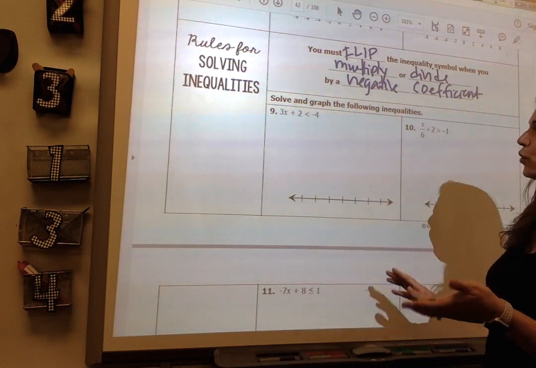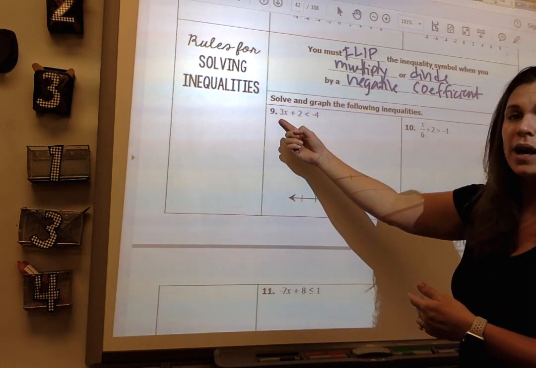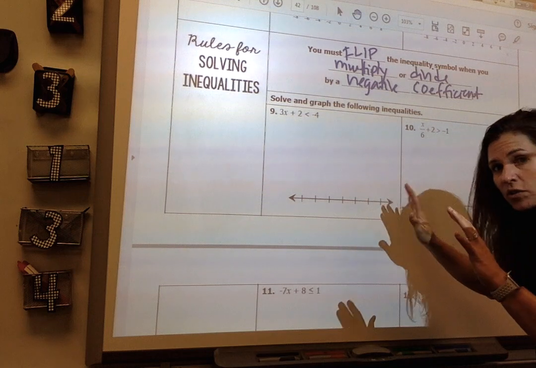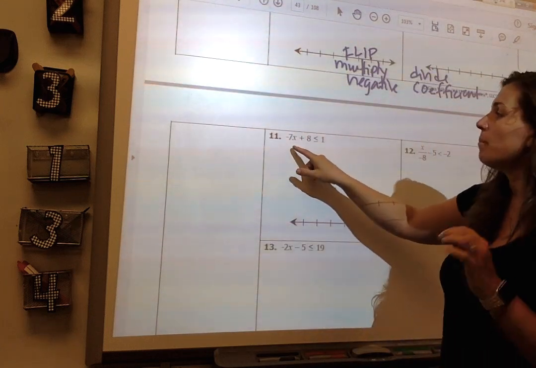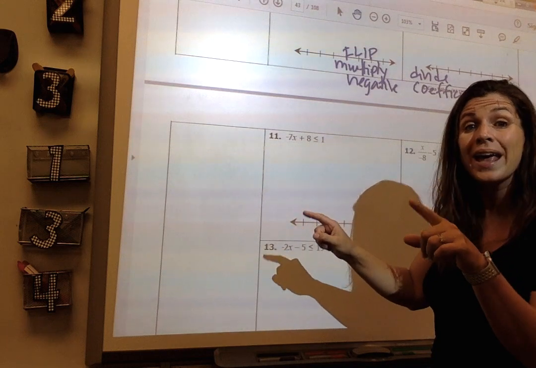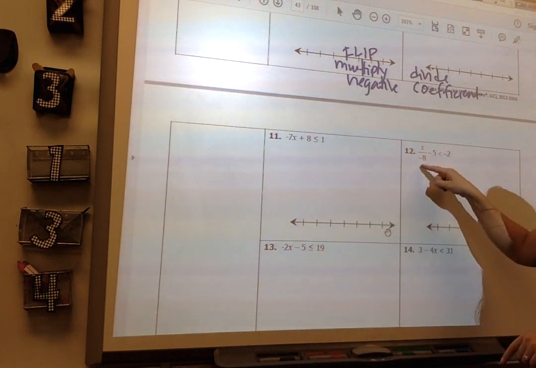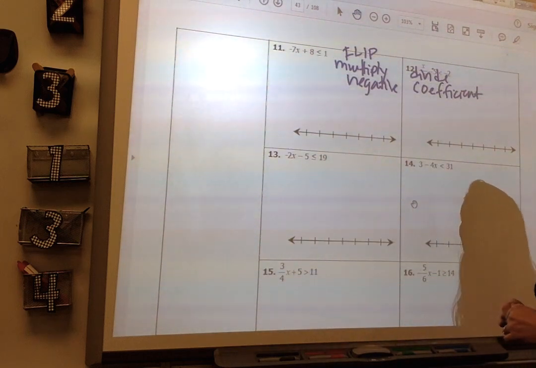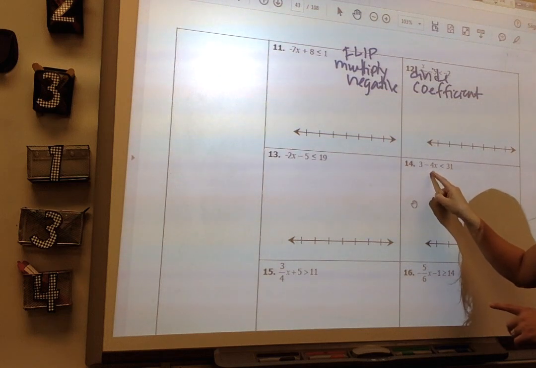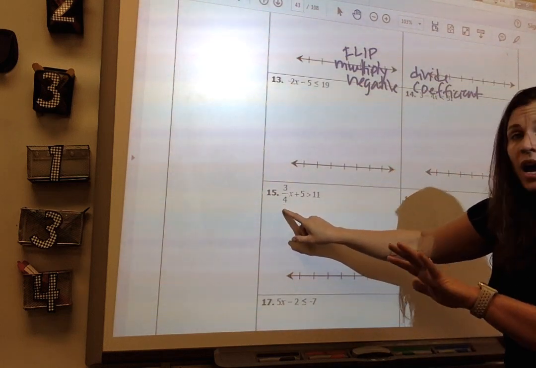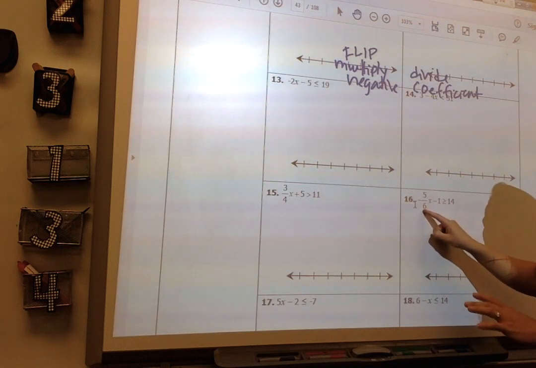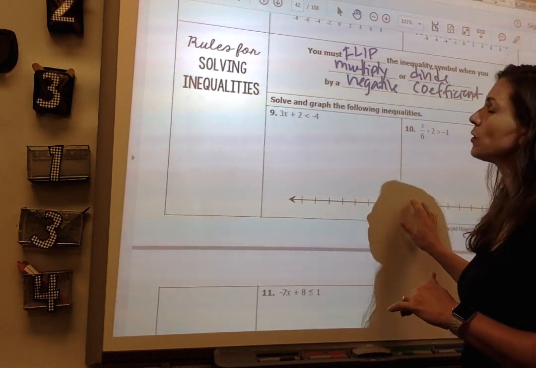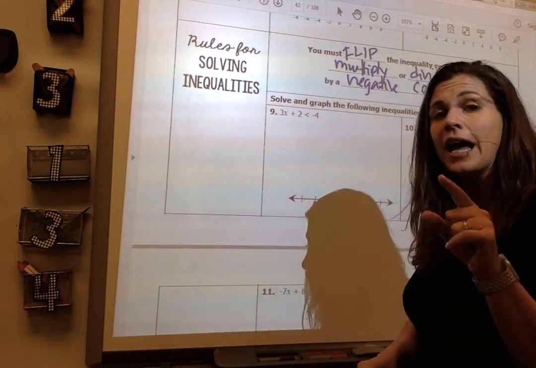So I can, just real quick, look at number 9 and see, is my variable term positive? Yeah, no need to flip here. Look at number 10, is my variable term positive? Yeah, no need to flip. Look at number 11, my variable term is negative. Somewhere along the way, I'm gonna flip a sign. Number 12, negative, I'm gonna flip a sign. 13 is negative, I'm gonna flip a sign. 14 is negative, I'm gonna flip a sign. 15 is positive, I'm not gonna flip a sign. 16, negative, I'm gonna flip a sign. So I want you to see when you would and when you wouldn't. It's when that variable term is negative that you gotta flip your sign.